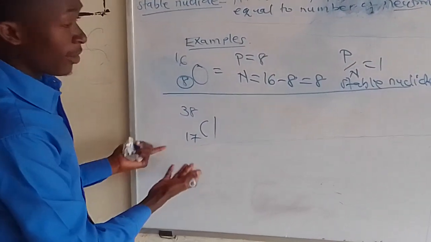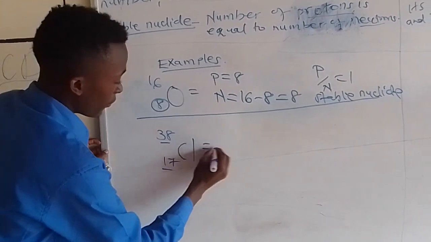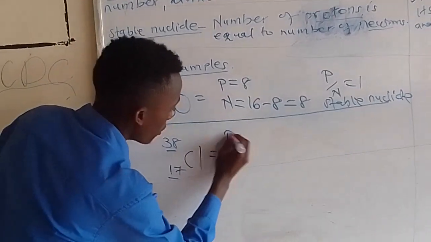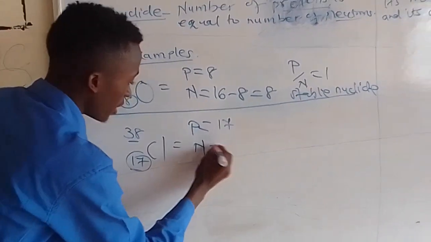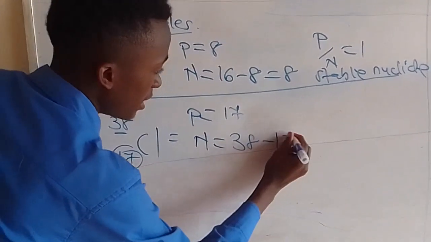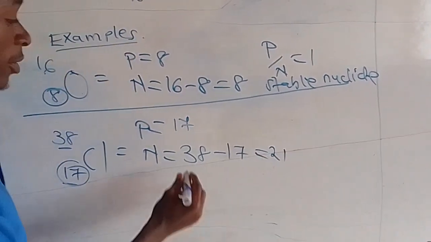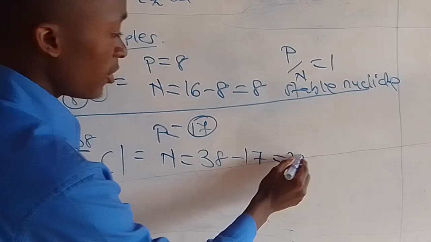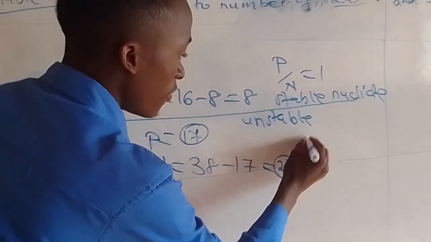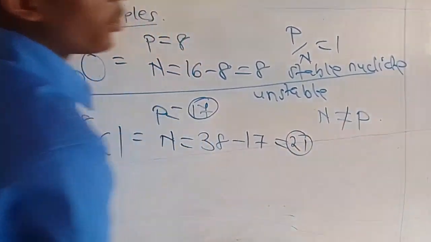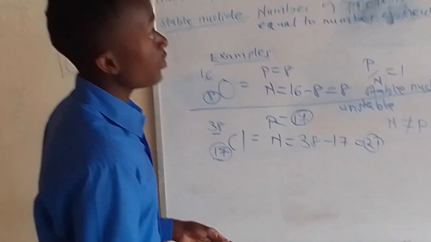What about this example here, chlorine? We said that chlorine has, as an example, it's not the real one, 38 and 17. So our mass number is 38. So the number of protons here, the atomic number, is 17. What about neutrons? You take 38 minus 17. That is 21. So when you look here, protons 17, neutrons 21. So this one is unstable because the number of neutrons is not equal to the number of protons. So that is simply knowing the difference between a stable nuclide and unstable nuclide.